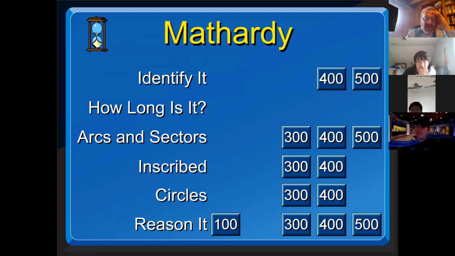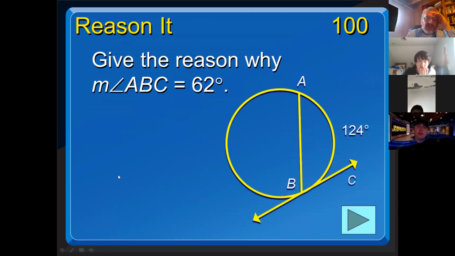Reason at 100. Give the reason why the measure of angle ABC is 62 degrees. The measure of the angle formed by the tangent and secant that intersect at the point of tangency is 1/2 the measure of the intercepted arc. Right, Theorem 8.5.1.